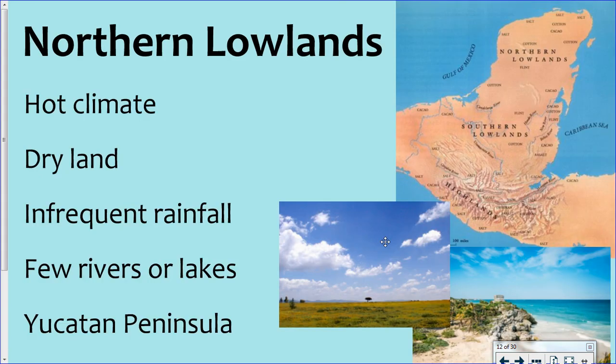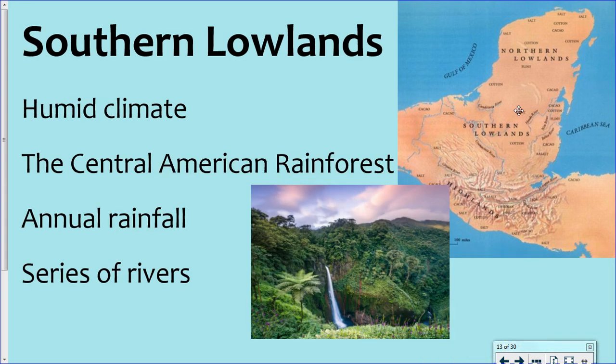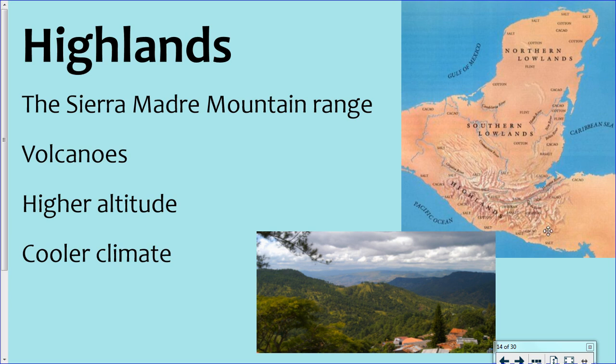So the northern lowlands has a hot climate, dry land, little rainfall, very few rivers. The southern lowland was a humid climate, so still quite hot but a lot wetter, has a lot more rainfall, has the Central American rainforests and a series of rivers. And then in the highlands you've got the Sierra Madre mountain range with volcanoes, and because it's a higher altitude, which means the land is at a higher point, because obviously mountains are a lot higher, and this is why they're called the highlands, the climate is a lot cooler than the northern and southern lowlands.